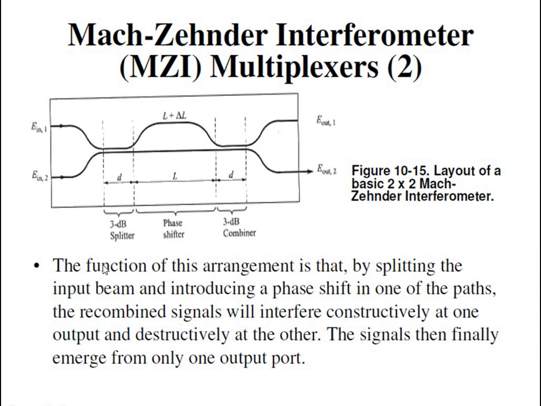So the function of this arrangement is that by splitting the input beam and introducing a phase shift in one of the paths, the recombined signals will interfere constructively at one output and destructively at the other. So the signals then finally emerge from only one output port.